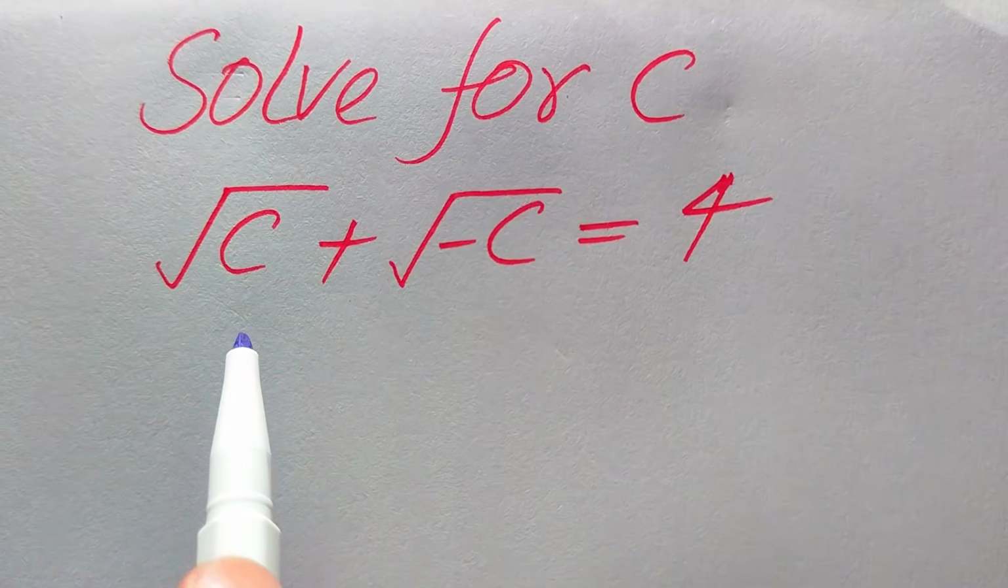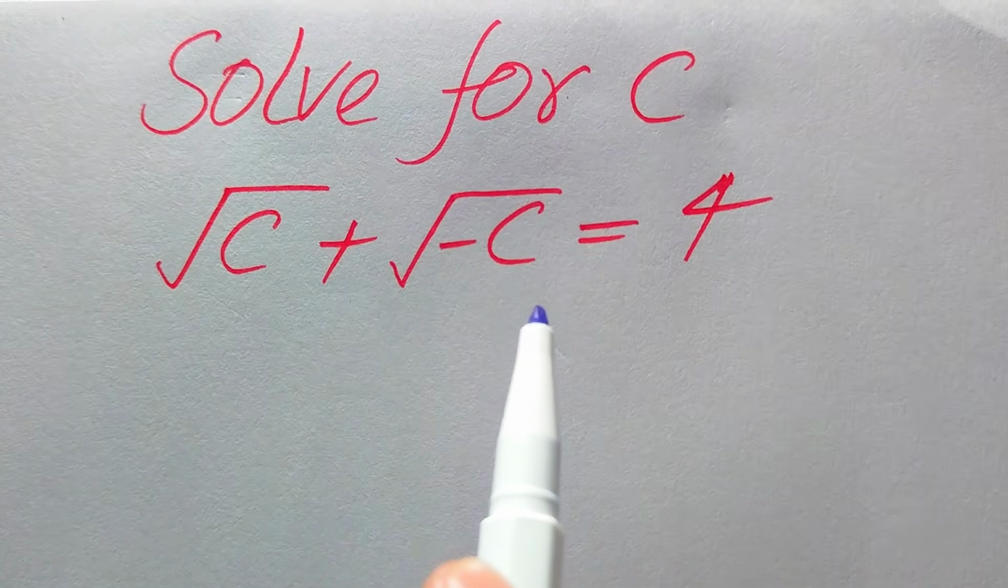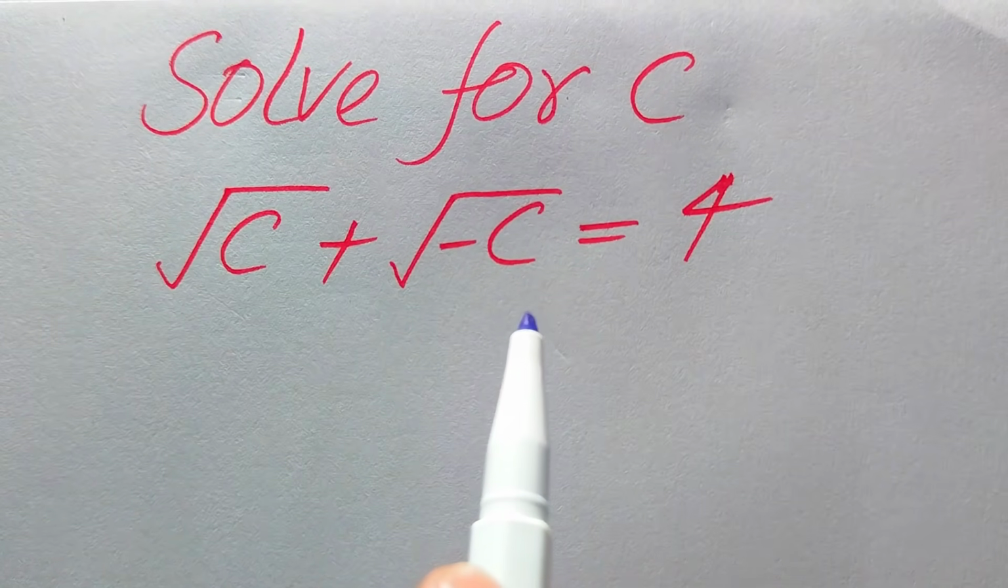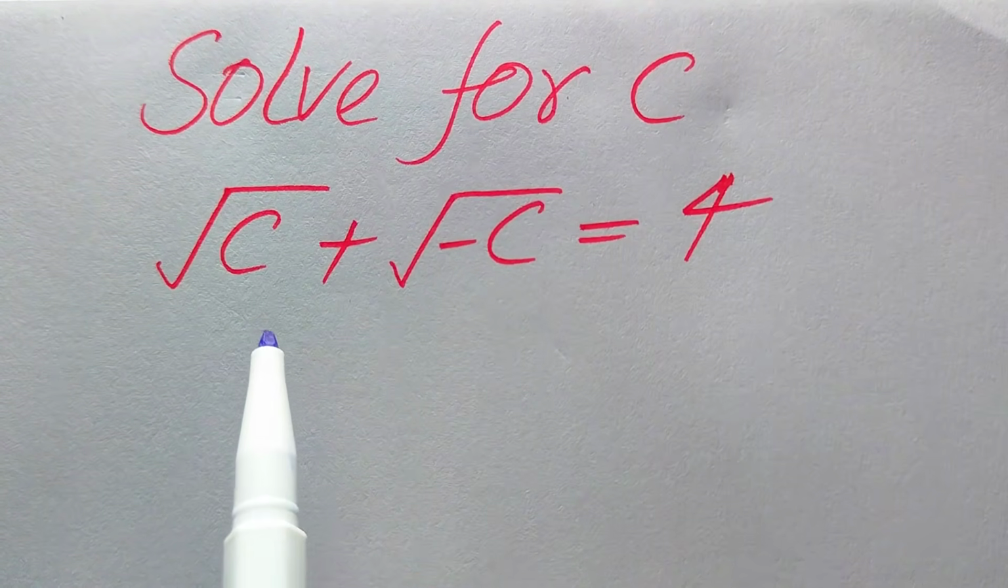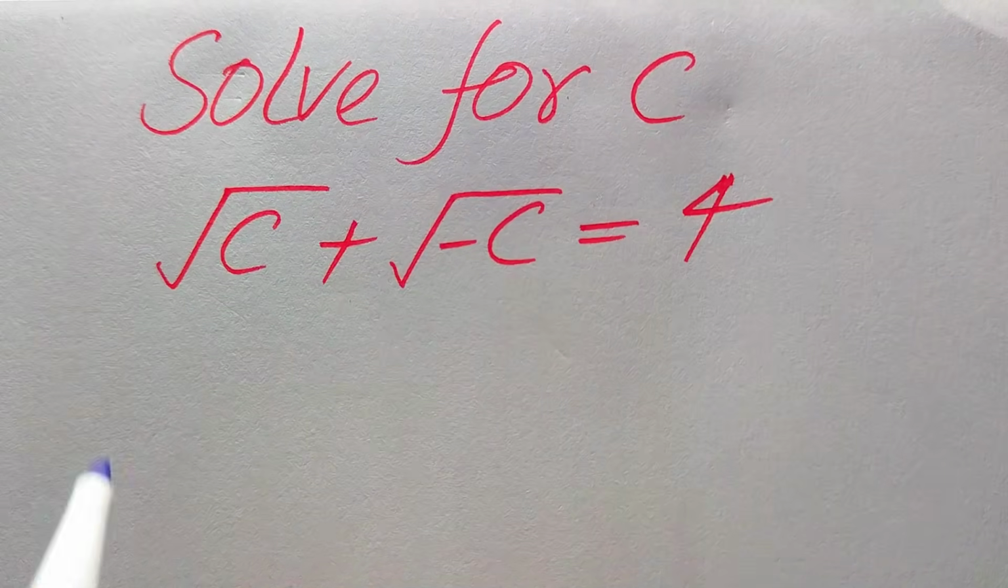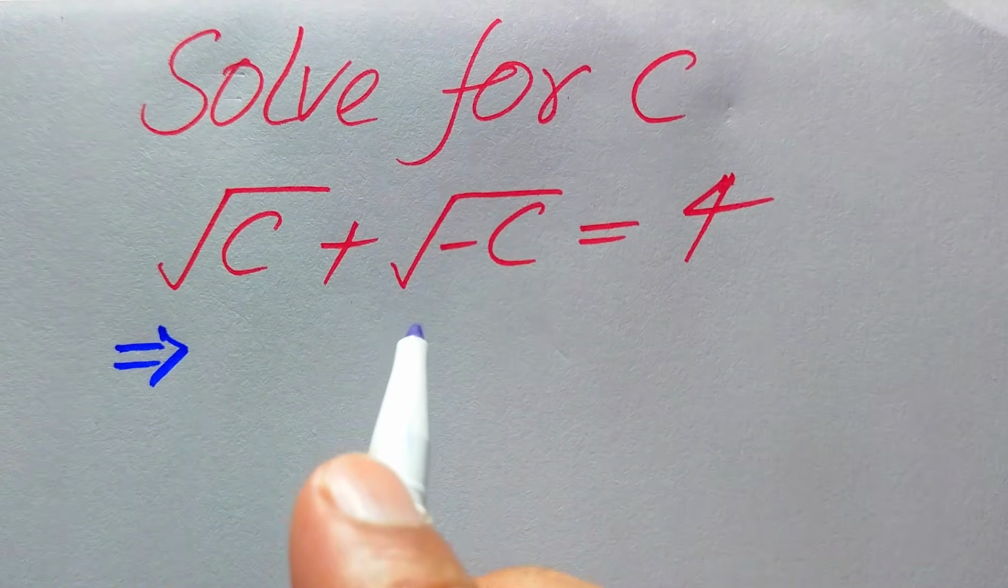So here we have square root of c plus square root of minus c is equal to 4, and we solve this problem for all the values of c. First we need to remove the square root sign on both of these two terms, and we get the values of c.